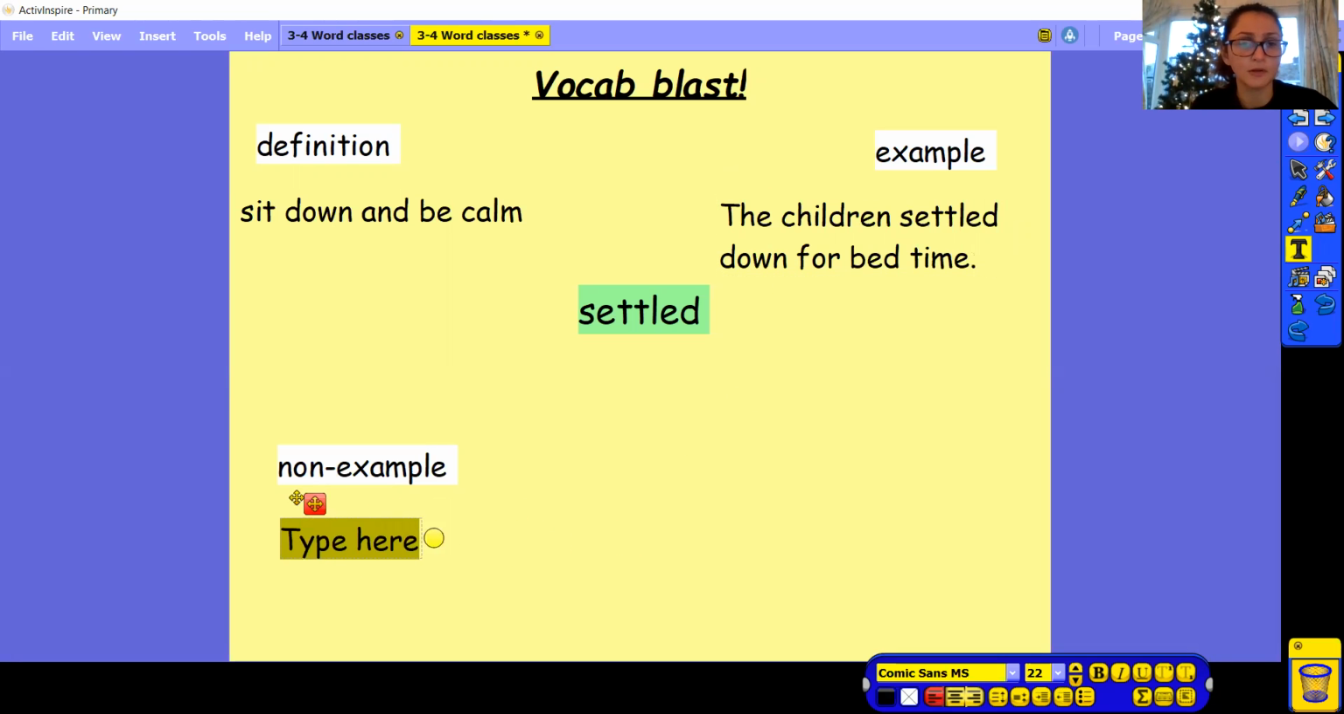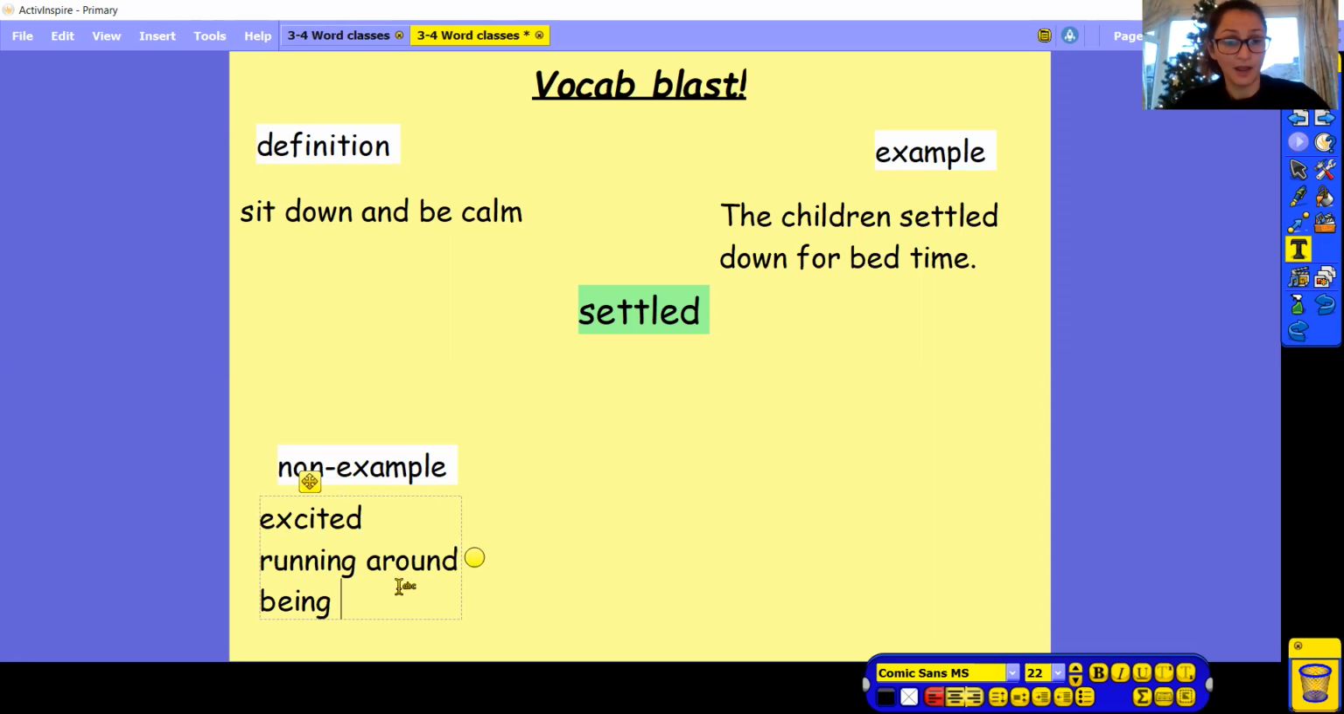And a non-example of this, so basically, what would be the opposite to settle down or to be settled? Have a think, have a quick pause if you need to. Okay, excellent. So I would think the opposite or a non-example of settle down would be something maybe being excited, might be running around. It might be being loud, the opposite of being quiet and the opposite of being calm. Those are things that I would think are non-examples of the word settled.